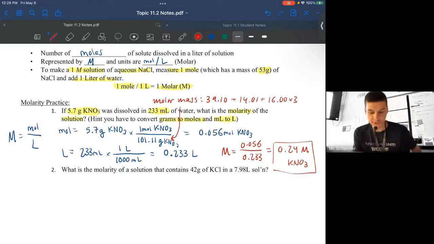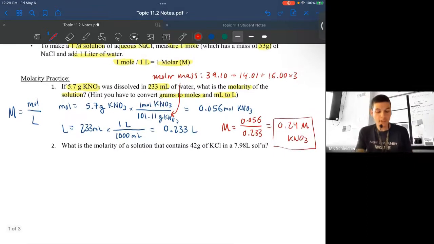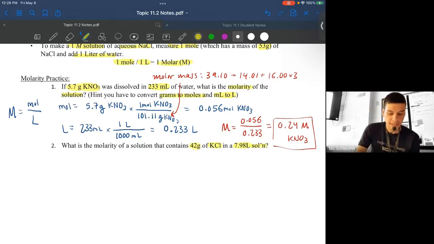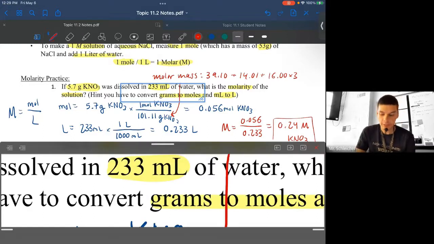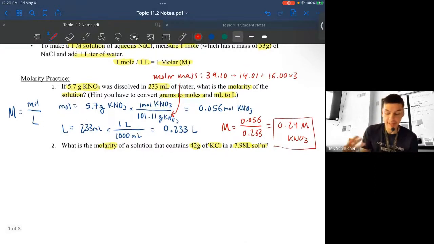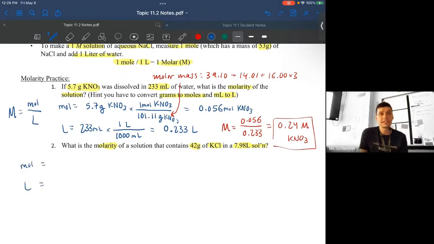Alrighty, let's resume. So what is the molarity of a solution that contains 42 grams of KCl in a 7.98 liter solution? Okay, weird abbreviation for solution there. We have 42 grams of KCl, 7.98 liters of solution, and we're being asked for molarity again. So we can go ahead and solve for that using the exact same equation as before. We're looking for number of moles, and we're looking for number of liters here. In this case, I don't know the number of moles again. I have to solve for that.